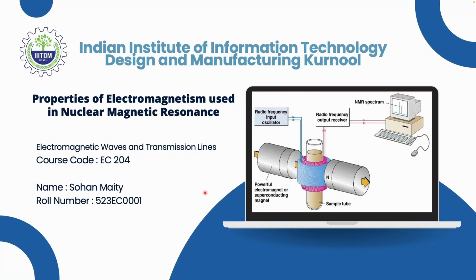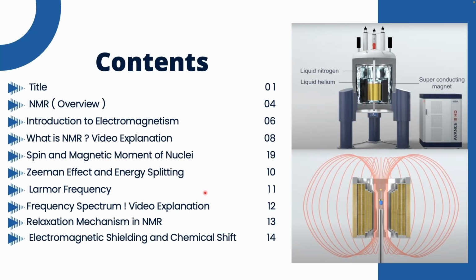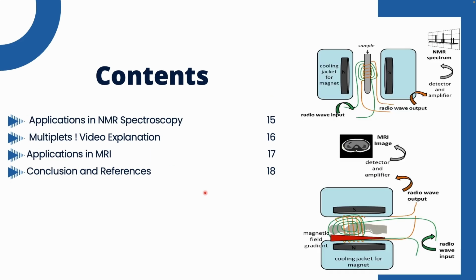I am Sohan Maity from EC, and today I am going to discuss the topic properties of electromagnetism used in nuclear magnetic resonance. Today I'm going to talk about the contents which you can see presented on the screen. The basic topic is NMR spectroscopy, in which we are going to stress different aspects of electromagnetism used in NMR and some basic applications of NMR.